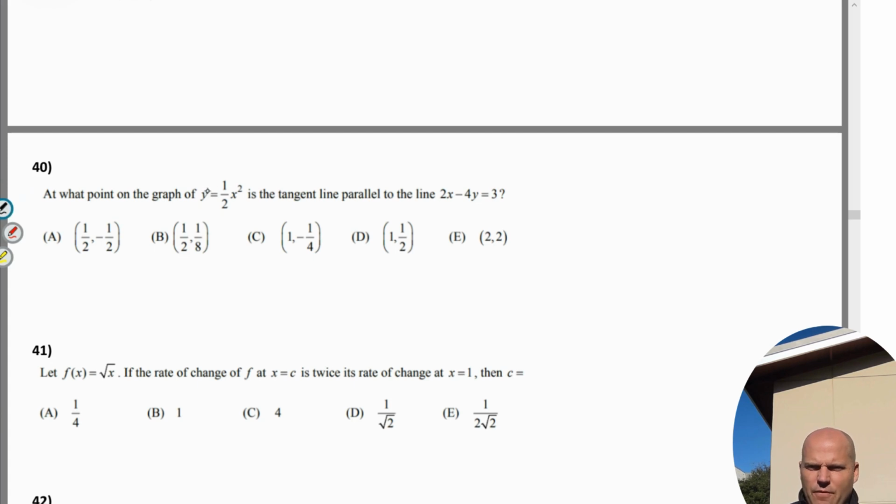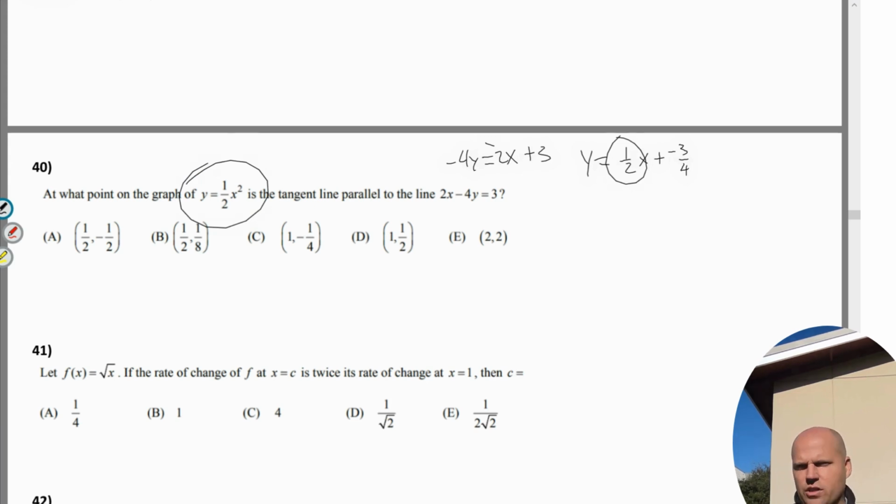At what point on the graph of this is the tangent line parallel to this? I like this question. This is more realistic. It's not as hard. You need to know the slope of this. This equation is easy enough to solve for y. Well, you get the slope of this line as a half. You're trying to figure out when this has a slope of a half. It's a great question. Wish we had more of these because it's very basic.